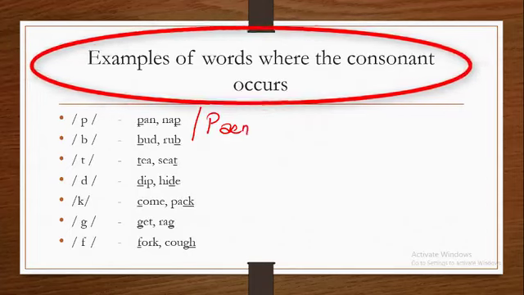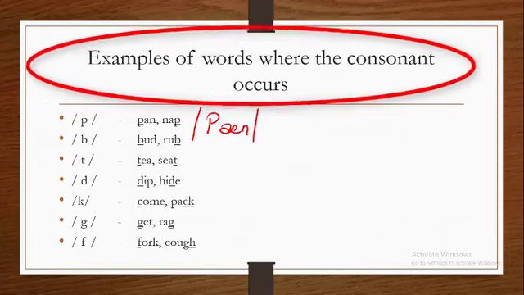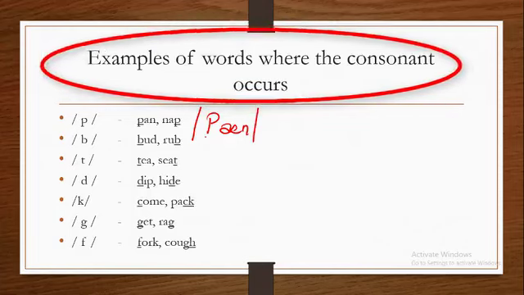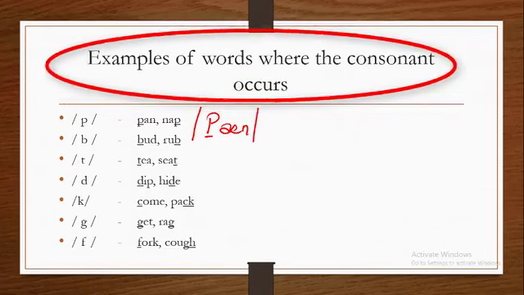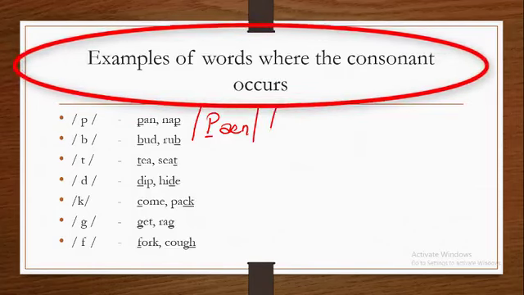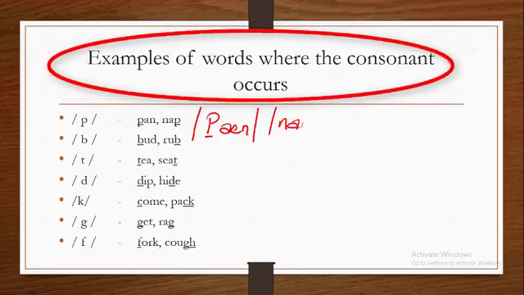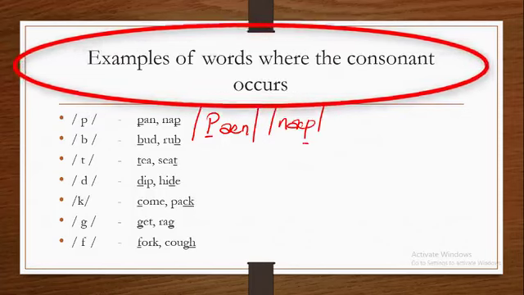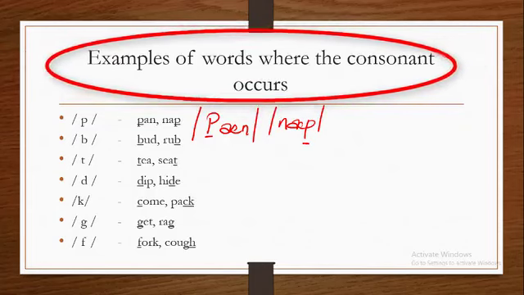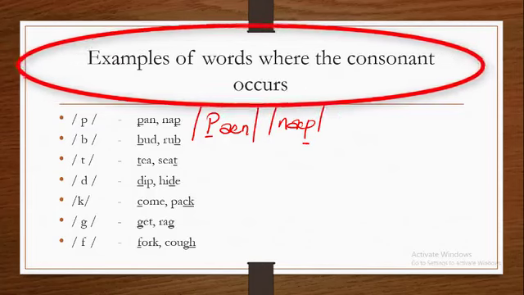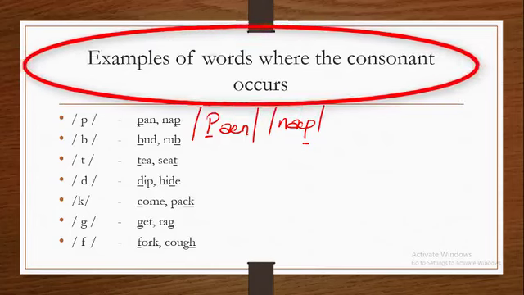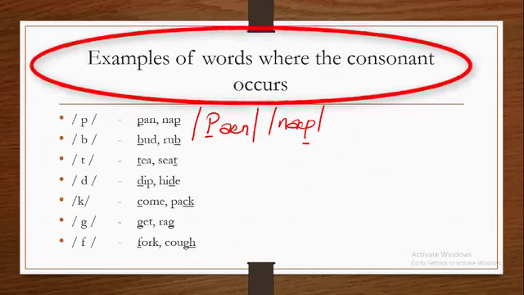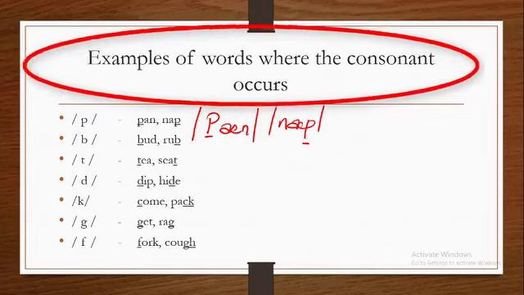We have pan. Okay, that's at the initial position. In that word pan, that's at the initial position. At the medial position, we have na. At the final position, we have that for bird. We have tea. We have seed. We have dip. We have hide. We have come. We have park. We have get.